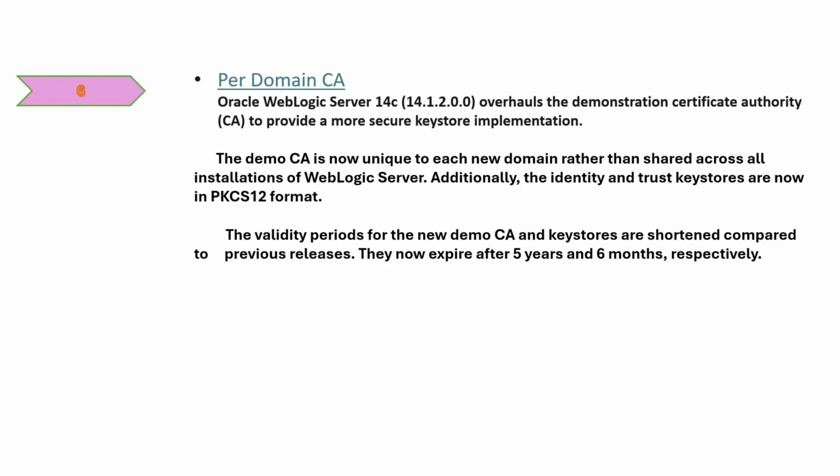Demo CA is now unique to each new domain rather than shared across all installations of WebLogic Server. Additionally, the identity and trust keystores are now in PKCS12 format. Before that, they came in JKS format. Now it is PKCS12 format. Also, they have changed the validity period.